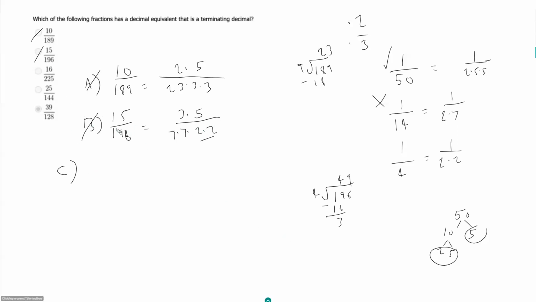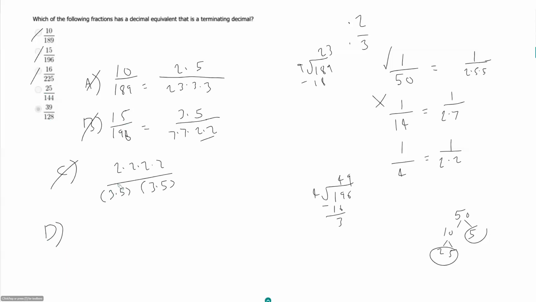16 over 225. So 225 should be 15 times 15. And I know 16 is 2 to the 4th, so 2 times 2 times 2 times 2, all over 15 times 15, which would be 3 times 5 times 3 times 5. And so our 3s spoil the party.